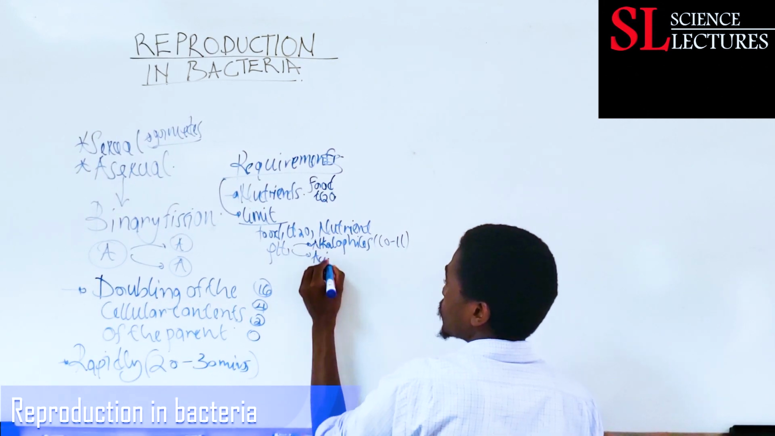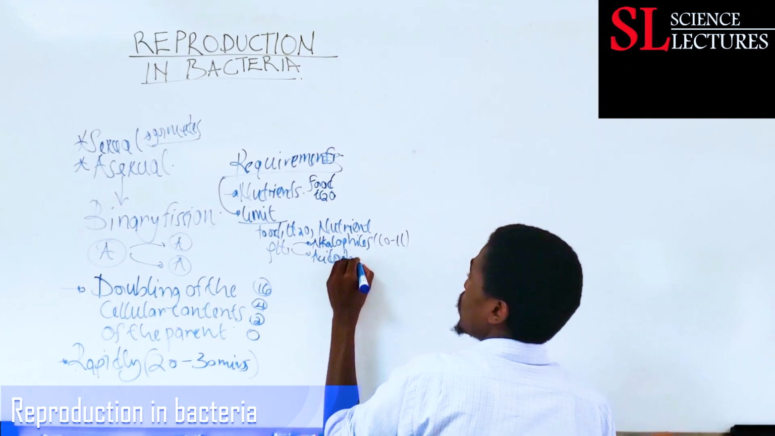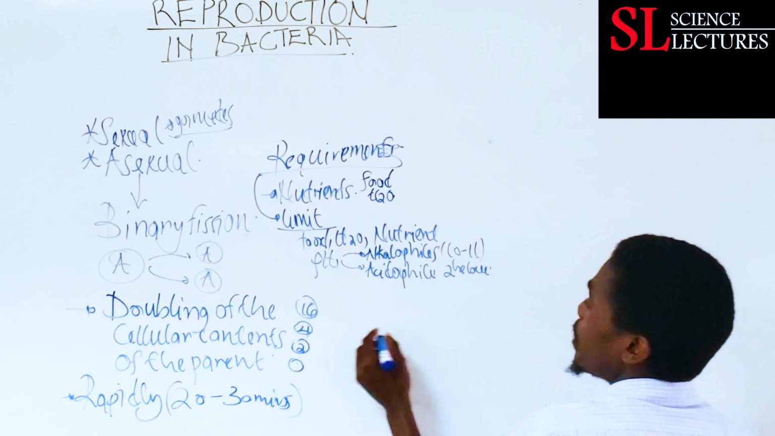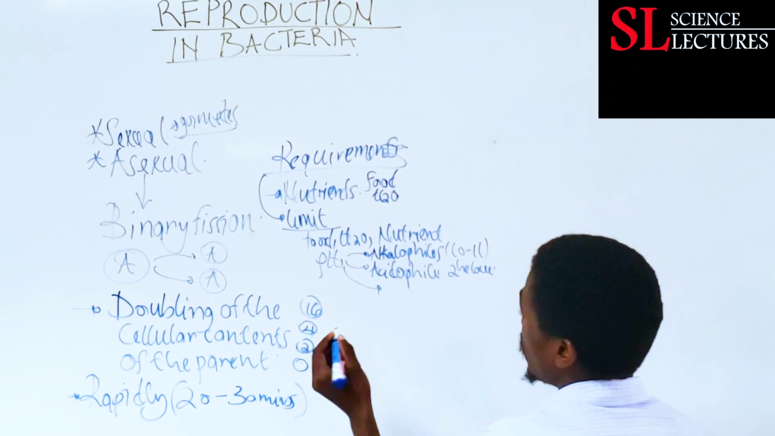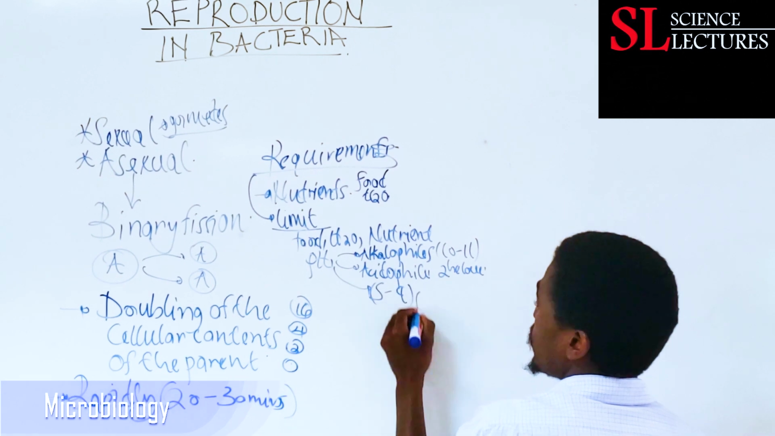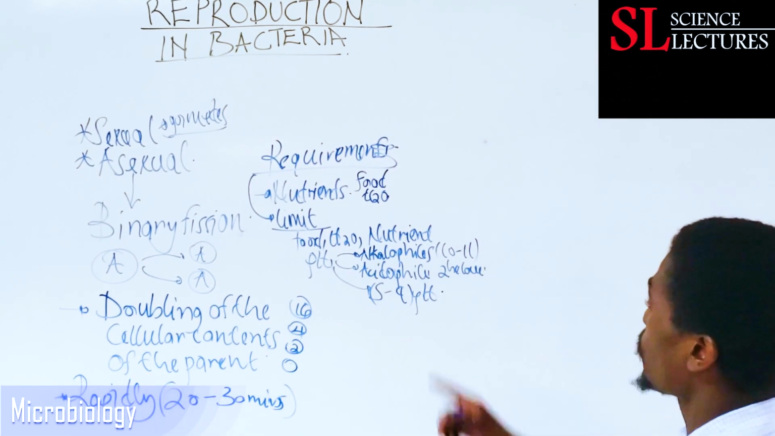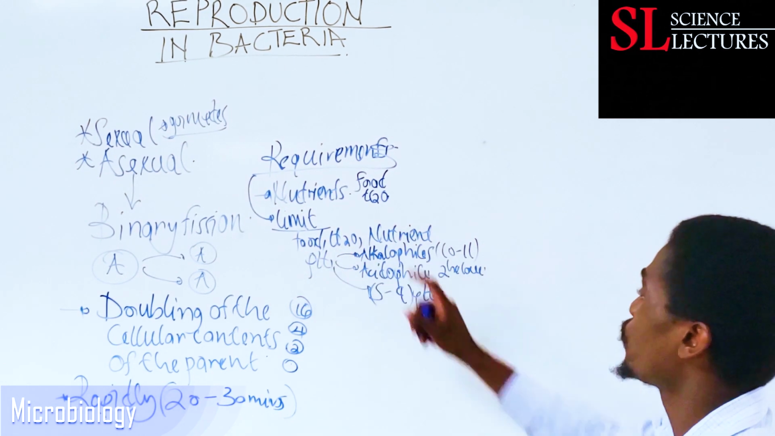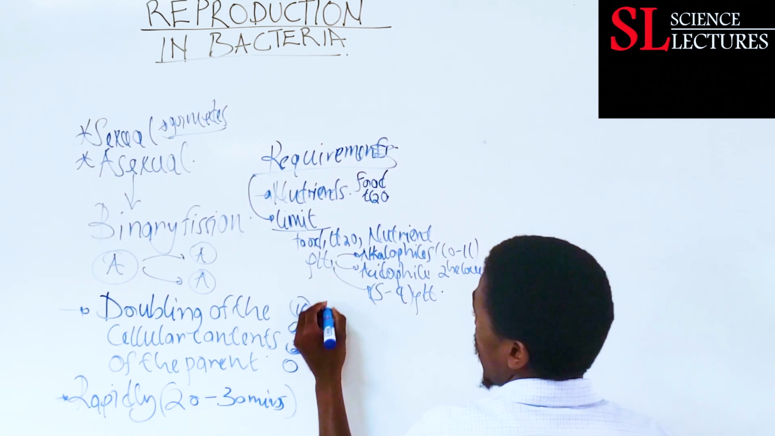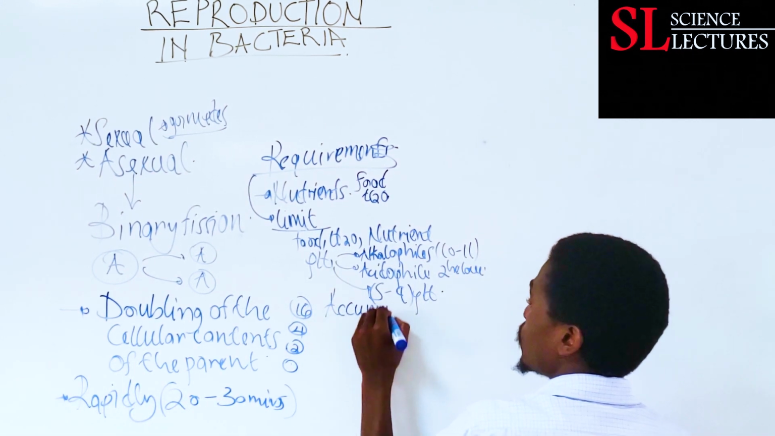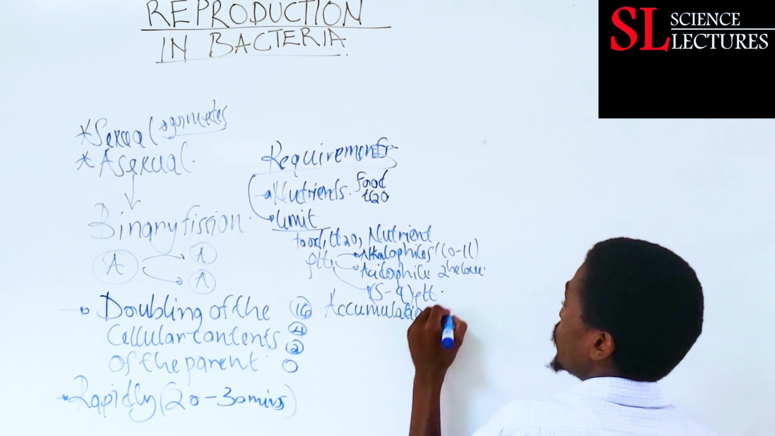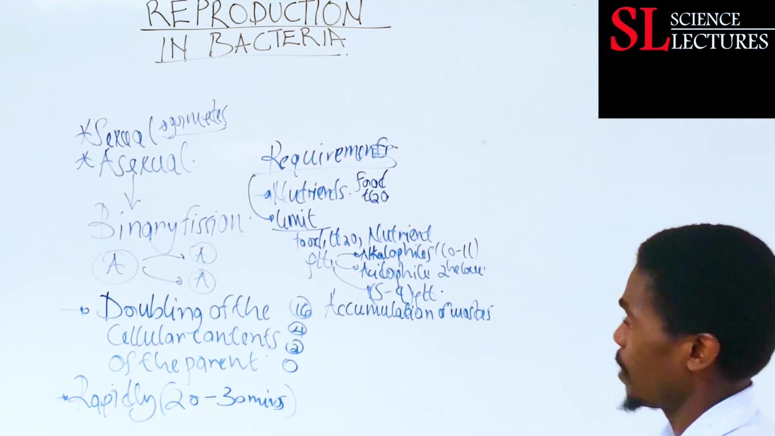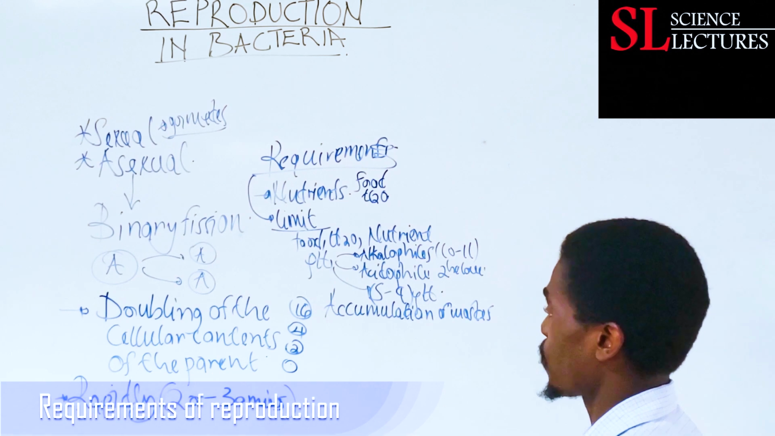Then acidophiles require pHs even below 2. Most bacteria enjoy a pH of around 5 to 9. So pH is also a factor that can affect bacterial growth. We have food, water, nutrients, pH. Then which other thing can affect growth? Accumulation of wastes. When wastes accumulate, some bacteria tend to die off, which limits the multiplication of the bacteria.